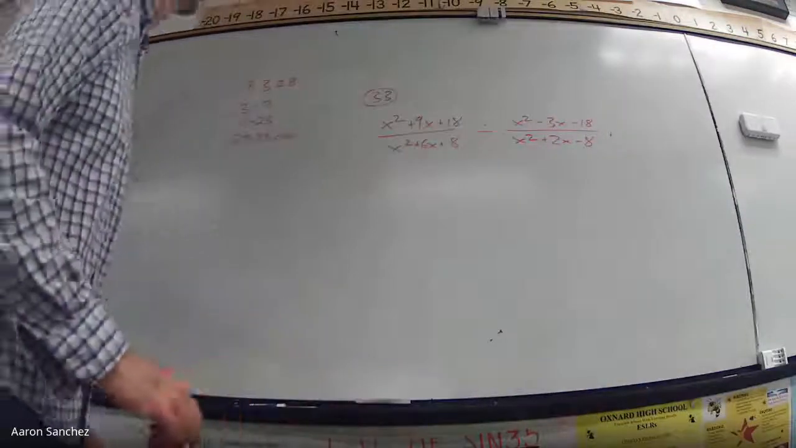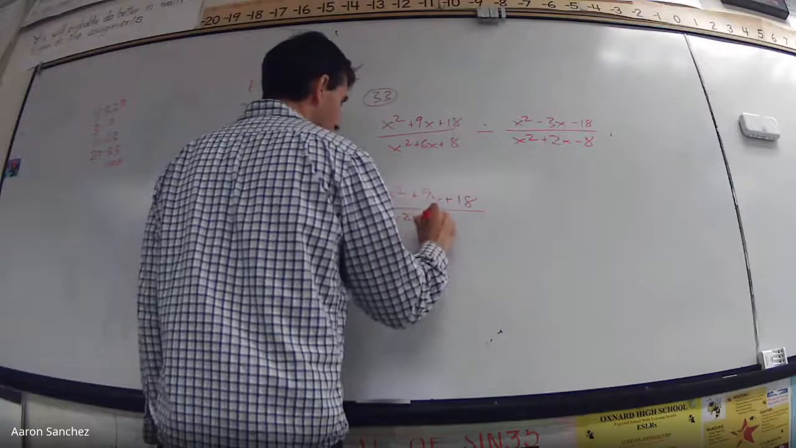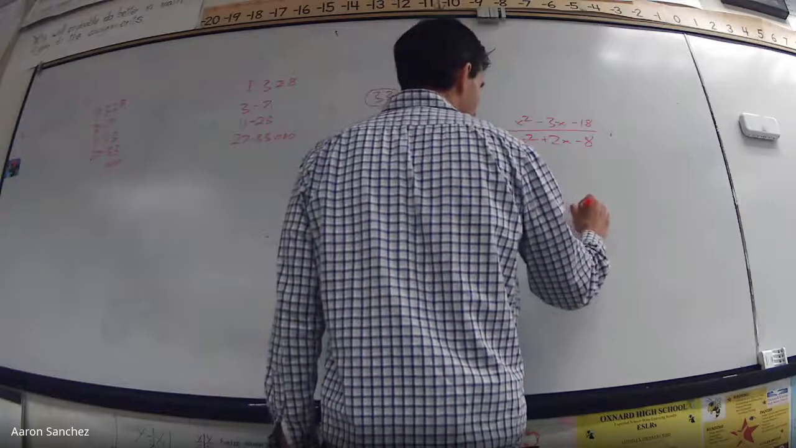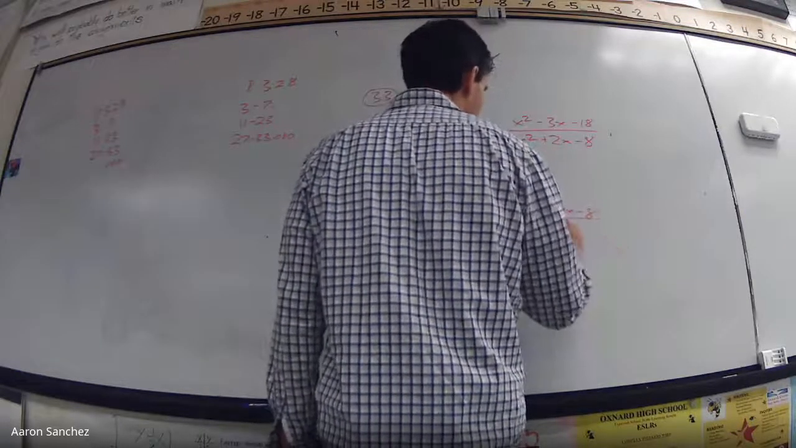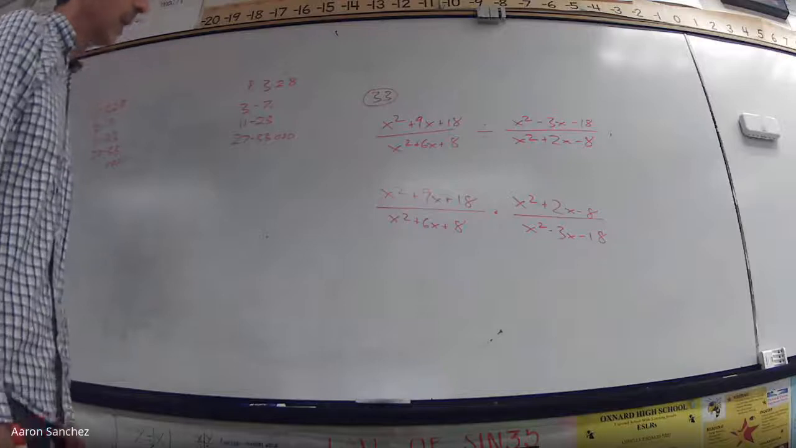What is the first thing I am going to do? What's the first thing that I need to do here? Let's go with Julissa. What's the first thing I'm going to do here? The keep, flip, and switch. Yes. So write the same, x squared plus 9x plus 18 over x squared plus 6x plus 8, times x squared plus 2x minus 8 all over x squared minus 3x minus 18. All right, what's the next thing I'm going to do? Kevin, what do I do next?